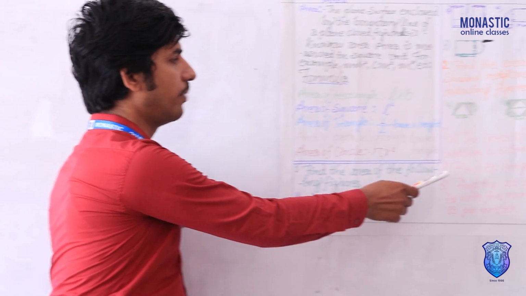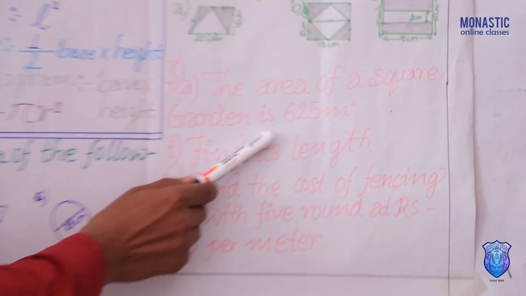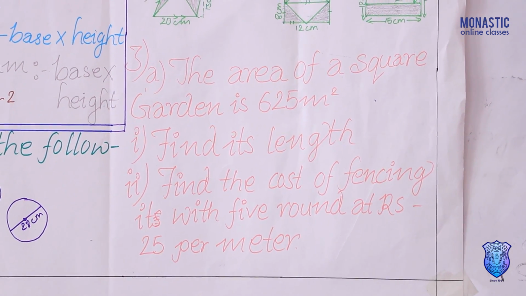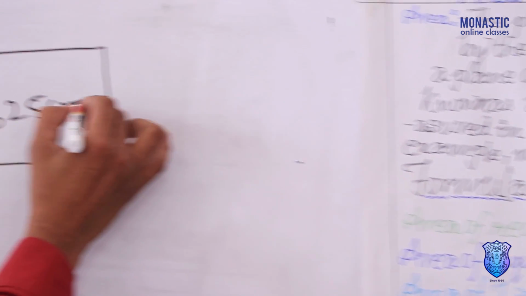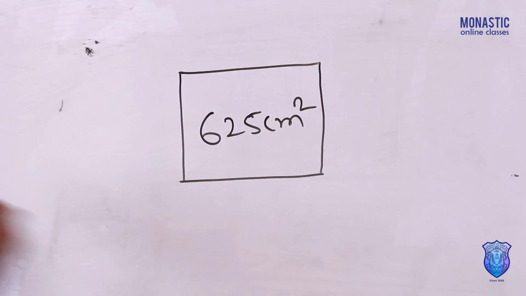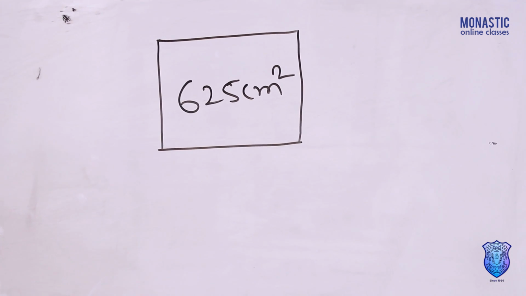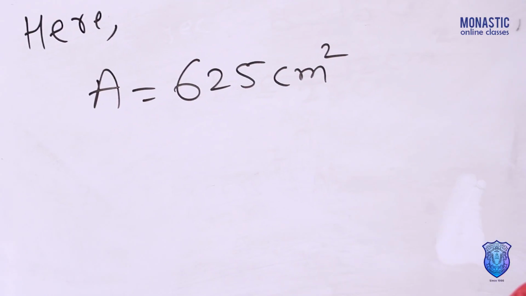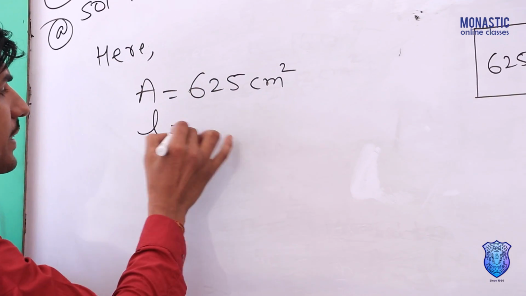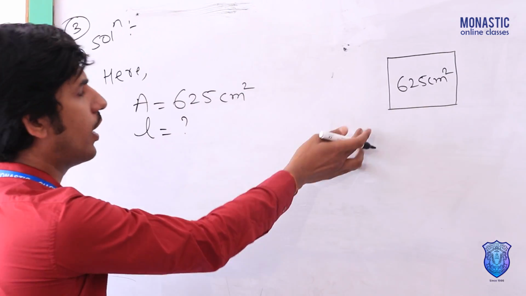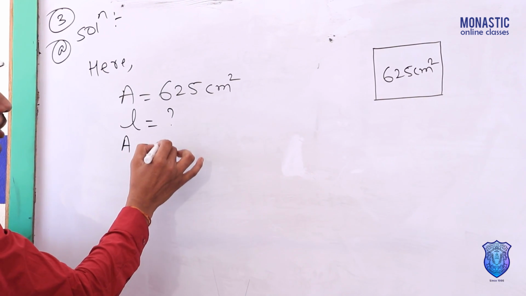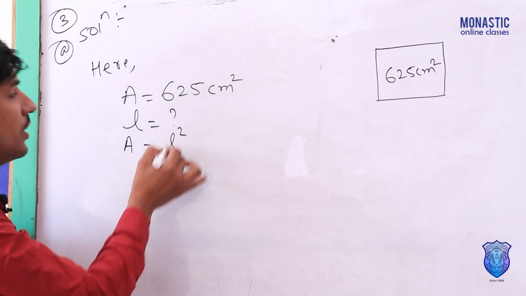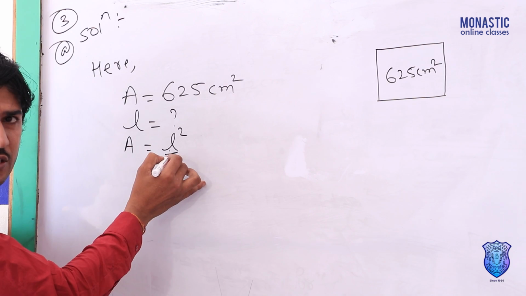Okay. See, the question says the area of a square garden is 625 square cm. It means what we are finding here is that the area is given: 625 square cm. The first question is: find its length. You know that the area of a square is equal to L square. From this, easily you can find the length.